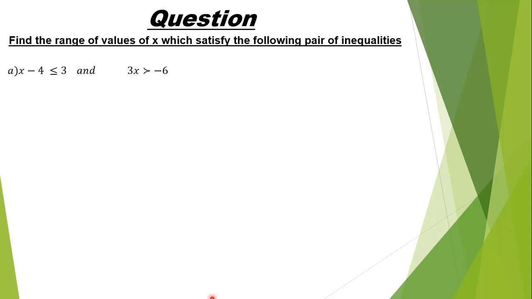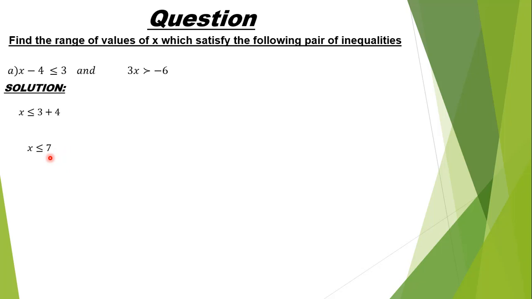So students, in the first inequality, you can see that we have x minus 4 is less than or equal to 3. If we want to solve it, we have to apply the simple algebraic rules. Take this minus 4 to the right, or add plus 4 on both sides. So what are you going to get? You will get x is less than or equal to 3 plus 4, which implies x is less than or equal to 7.